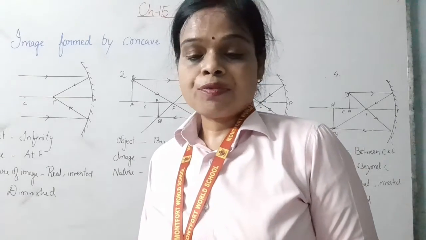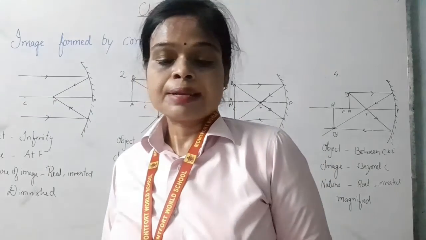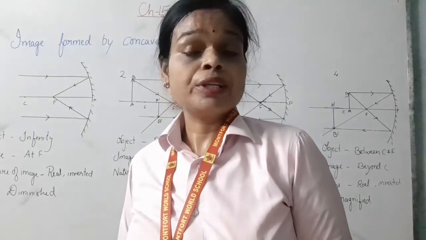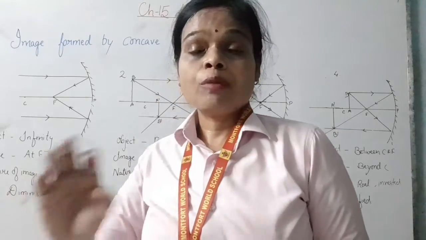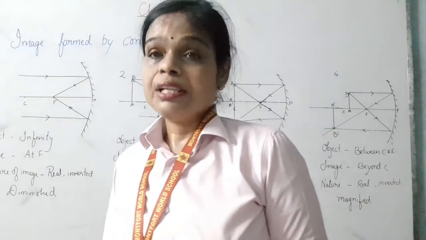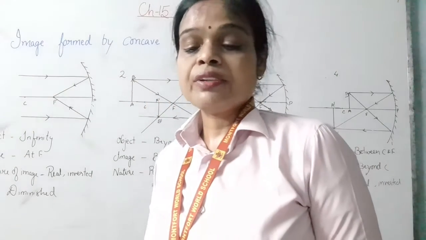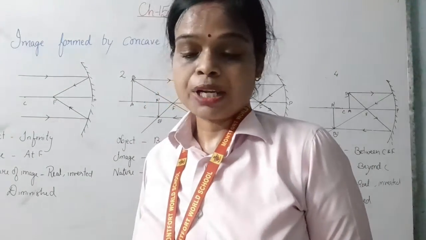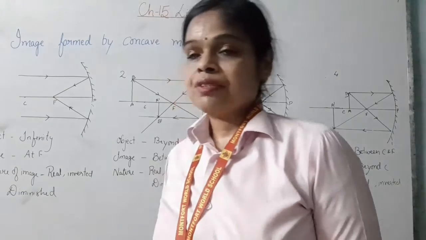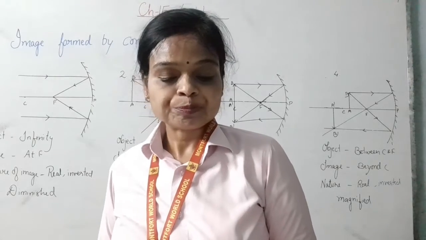Real images are formed when all the rays of light starting from the object meet after reflection. So from the object, when the light is incident, they meet after reflection, then the real image is formed, whereas a virtual image is formed when the rays of light starting from an object appear to meet after reflection. So they appear to meet after the reflection.